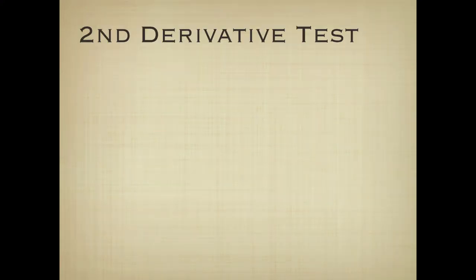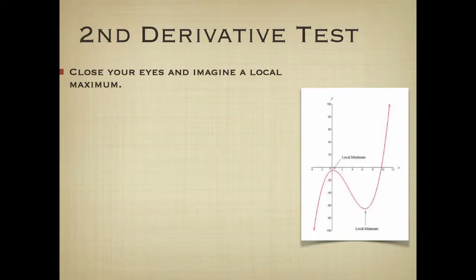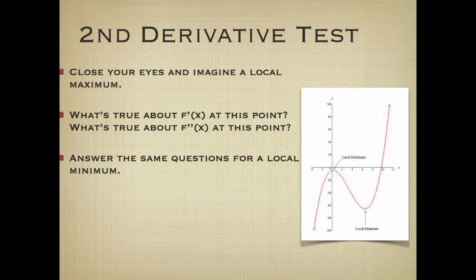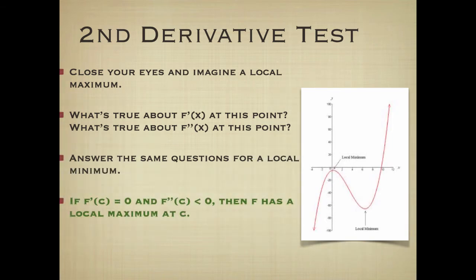Next, we're looking at the second derivative test. It says close your eyes and imagine a local max, what it looks like. And what is true about f prime of x at this point? And what is true about f double prime of x at this point? When you look at f prime of x, you should see that this would be 0 at this point. And what is true about f double prime of x? If we put this in here, we'd have a derivative that's less than 0 because we have concave down at this point. When we do a local minimum, same idea.